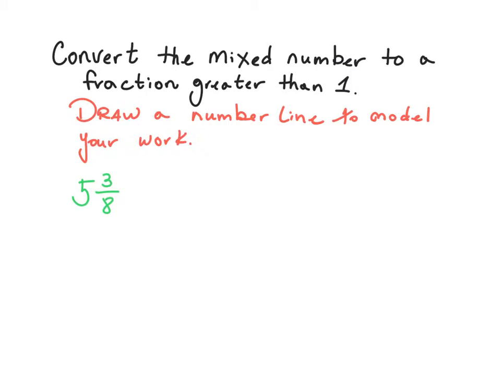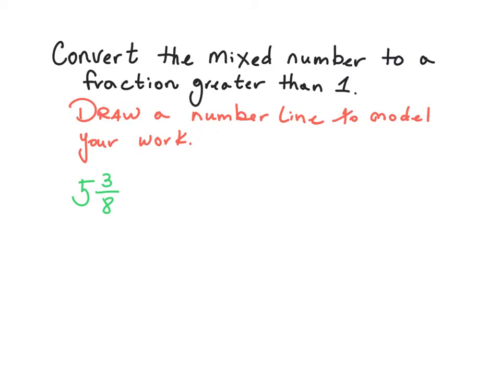Next one, convert the mixed number to a fraction greater than 1 and draw a number line to model your work. So our mixed fraction is 5 3/8. So we're going to need to create a number line, and this number line has to have 5 wholes. But we also need to show another whole, which would be 6 wholes, because we have a fraction that's over the 5th whole. So 5 3/8 is going to be in between 5 and 6 wholes. And we're going to cut up this number line into 8ths.